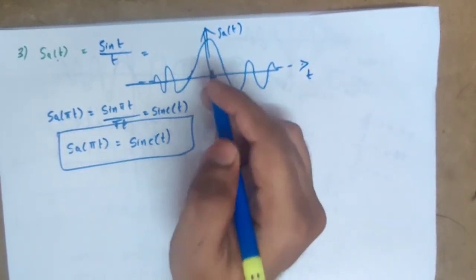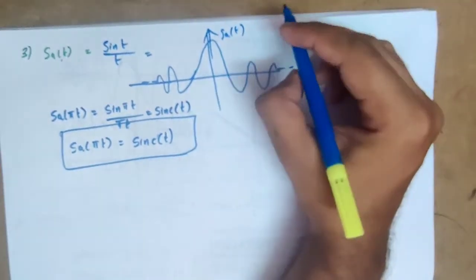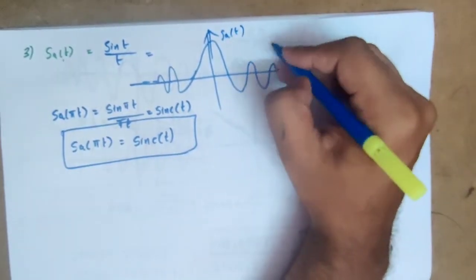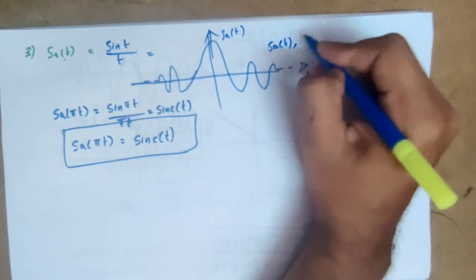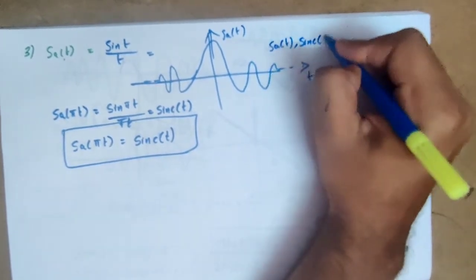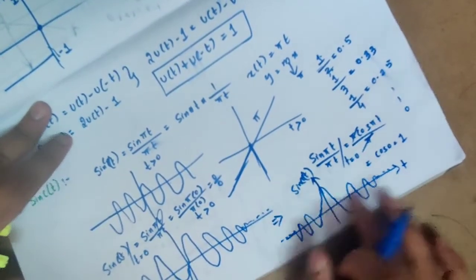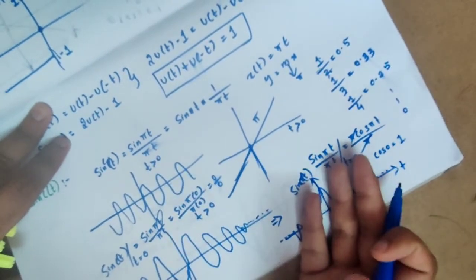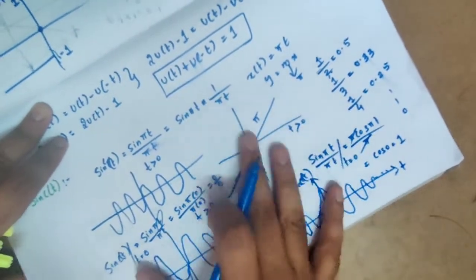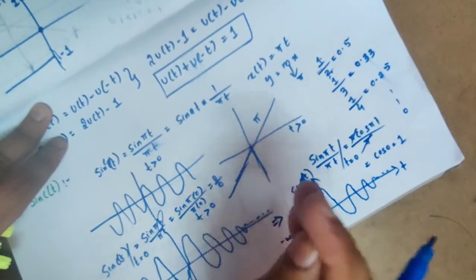If you ask me, I'll assign this as your homework. Just know the difference between the graphs of sampling of t and sinc of t. Since the graph of this one and the graph which we have drawn here are both the same, then what is the difference between sampling of t and sinc of t? Are they the same? No, they are not. There is a small difference which you have to find out on your own.